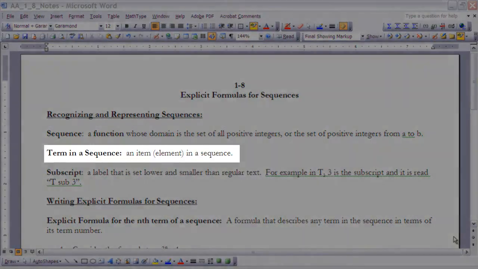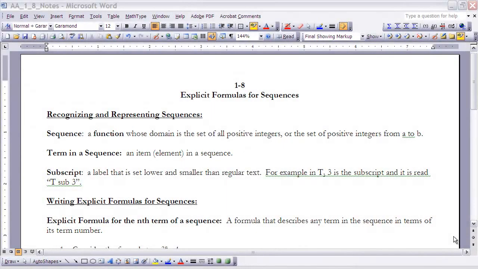Okay? A term in a sequence is an item or element in a sequence. Really, the value of a term is the dependent variable in the sequence, whereas the independent variable, or the domain of that sequence, is the positive integers. So the term number is the domain, the actual term is the range.